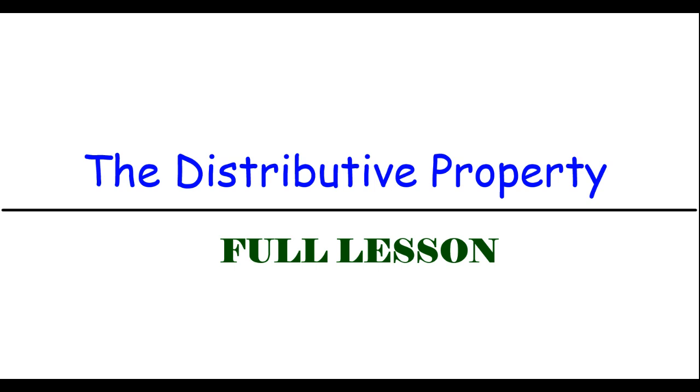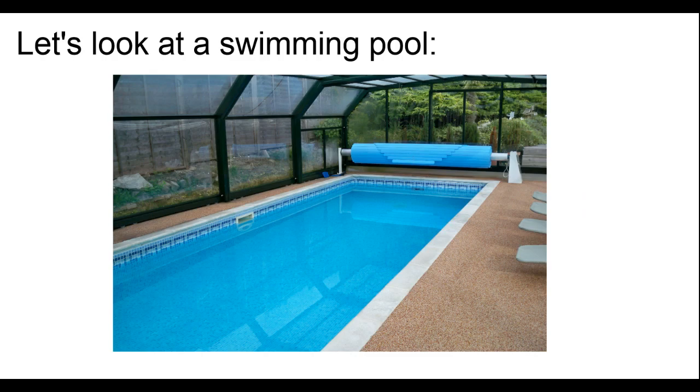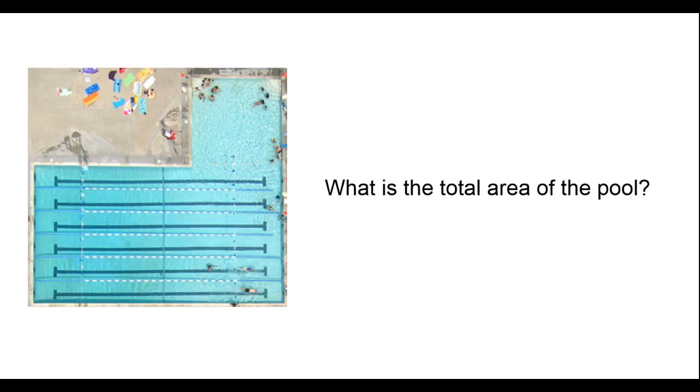And to talk about the distributive property, we're going to start off with a swimming pool. But not just a regular old swimming pool that's created in a rectangle like this one, but let's look at something more complicated, such as this swimming pool. And the first question we're going to think about is, what's the total area of that pool?